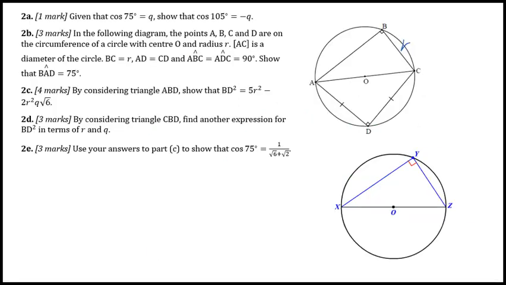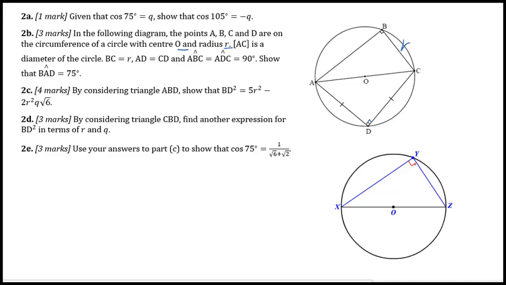Let's go to 2b. In the following diagram, the points A, B, C, and D are on the circumference of a circle with the center O and a radius R. AC is a diameter of the circle. BC equals R, and AD equals CD, and angles ABC and ADC equal 90 degree. Show that angle BAD equals 75 degree.